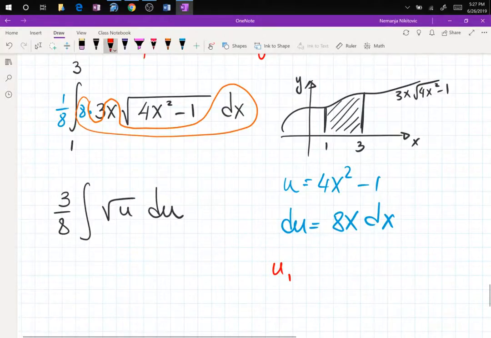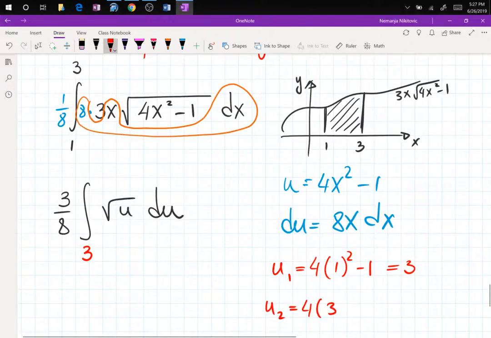Now u1, which is the lower limit, is going to be 4 times 1 squared minus 1. So you will plug in your x1 in the substitution, which is 1 in this case. You will compute this mess, and we will get 3 as the lower limit. u2 is the upper limit, which is 4 times 3 squared minus 1. Now 3 squared is 9. 9 times 4 is 36, minus 1 is 35. So these are my new limits.